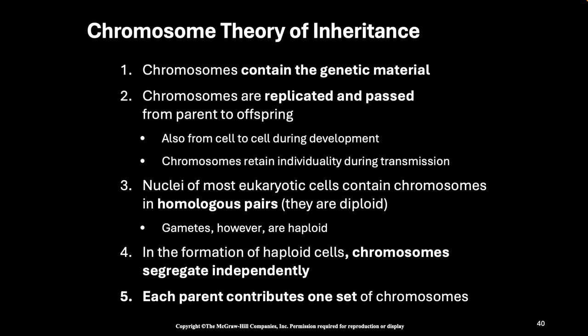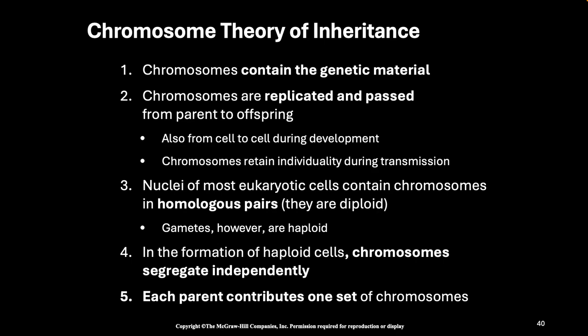Within this theory are five main tenets. The first is that chromosomes contain the genetic material. Indeed, they are made of DNA plus proteins. The second is that chromosomes are replicated and passed from parent to offspring. Also, during this process, chromosomes remain independent of one another. Again, check on both of these points.